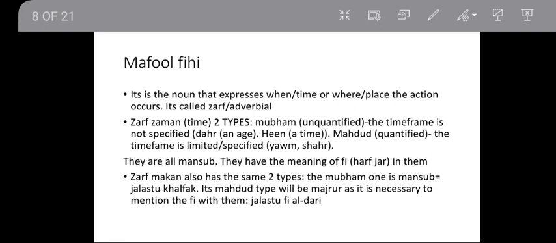And today we will start by discussing maf'ul fihi. Maf'ul fihi is the noun which expresses the time or place where the action occurs, where or when the action occurs. It's called a dharf, so it's an adverbial noun.